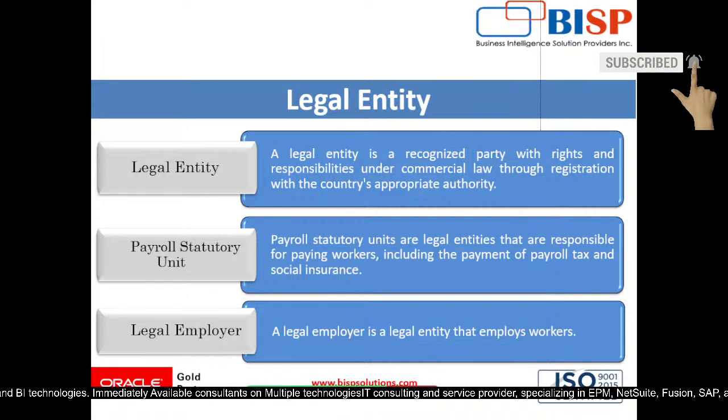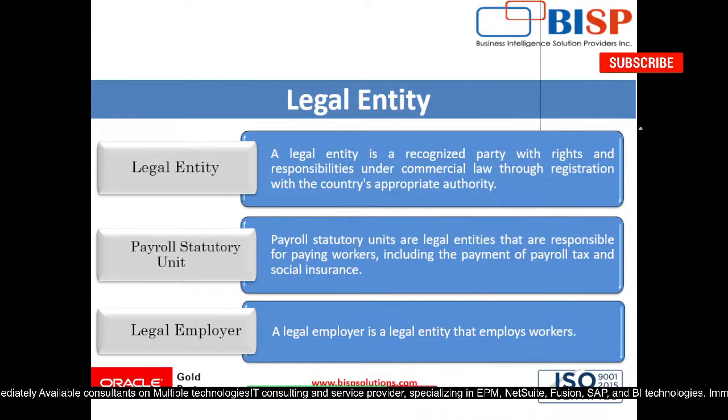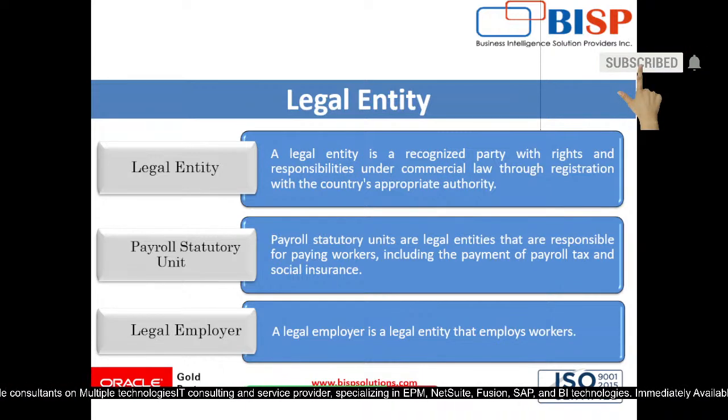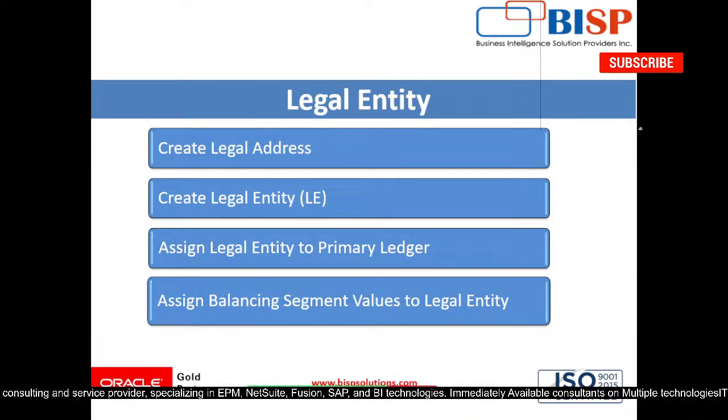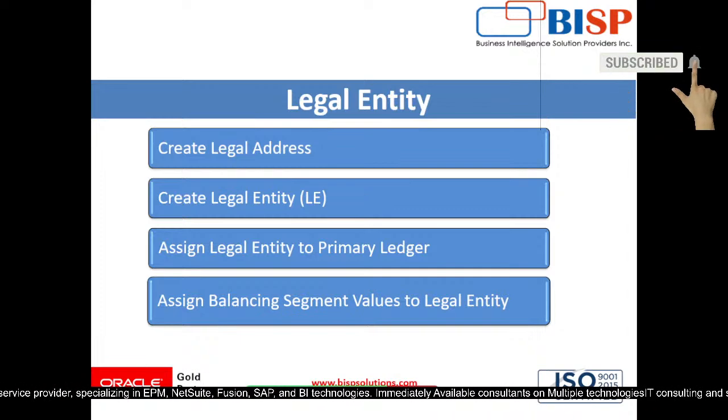So let's move to our application first, and we'll see how to create a legal entity. First we will create our legal address. Later on we will create the legal entity, and after that we assign the legal entity to our primary ledger. And our last task under the legal entity is assigning the balancing segment value to our legal entity.